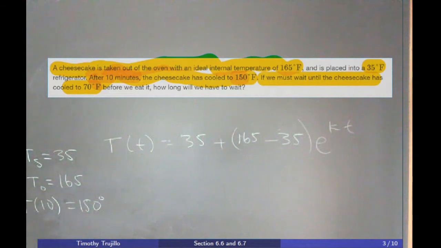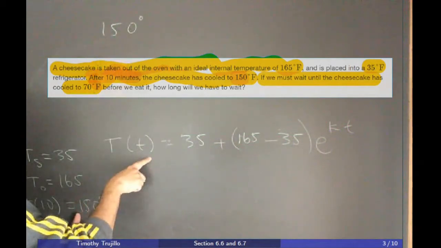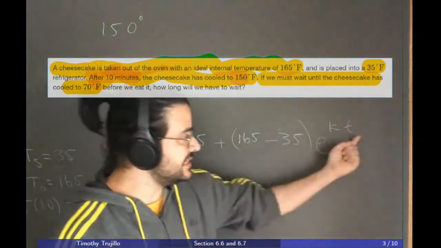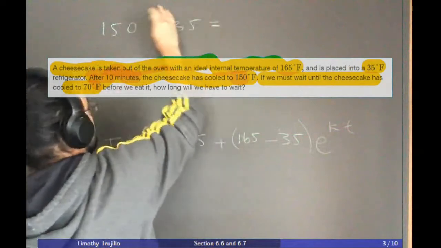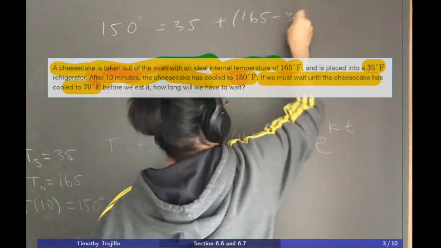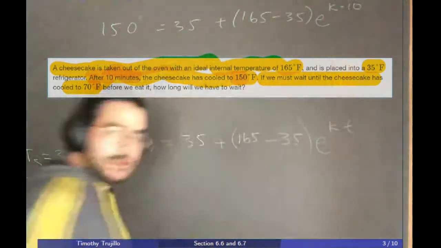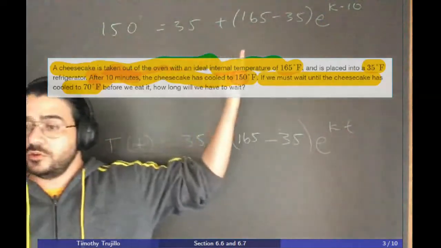Okay, so the value of the temperature at 10 is 150 degrees. And so everywhere over here, we're going to replace the T with 10. So this should be 35 plus 165 minus 35 times e to the k times 10. Okay, so that's how you take this and translate it into an equation where the only unknown is k.